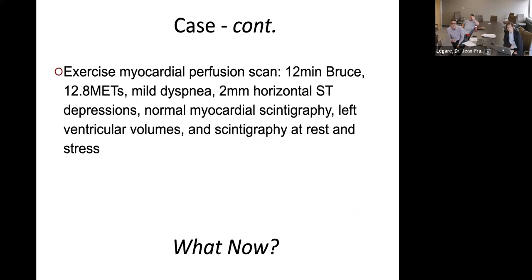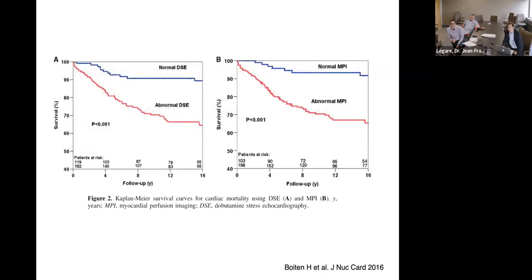So he did have a nuclear scan, again, ECG positive, and the scintigraphy volumes and perfusion in stress and rest were normal. So what do we do now? Somebody said an angiogram. Well, I was going to go there first, but I'm biased. Well, Dr. McGrath actually had him in the cath lab before shaking hands.